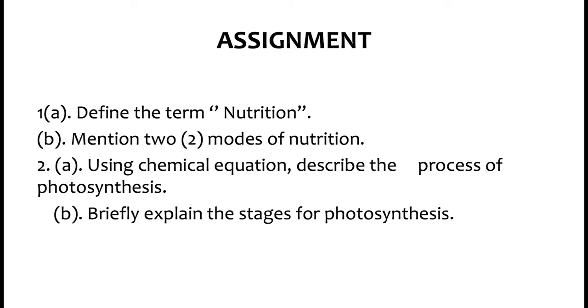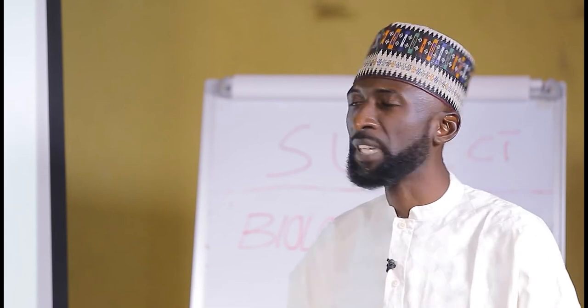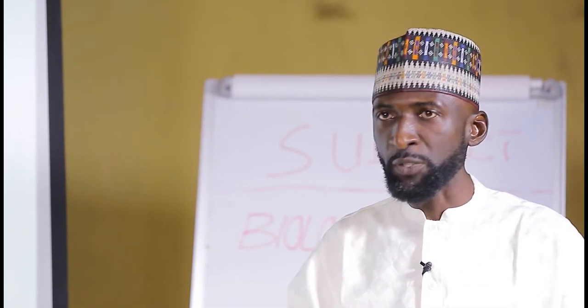Question 2A, using a chemical equation, describe the process of photosynthesis. Question 2B, briefly explain the stages of photosynthesis. Now, these questions are very important. I would like all of you to try and solve these questions.